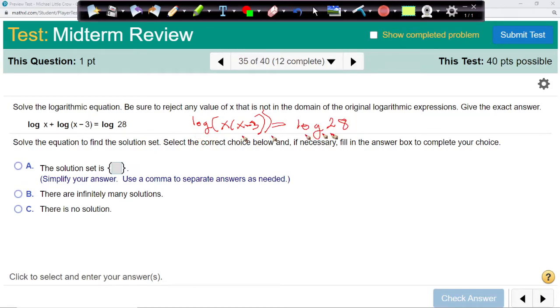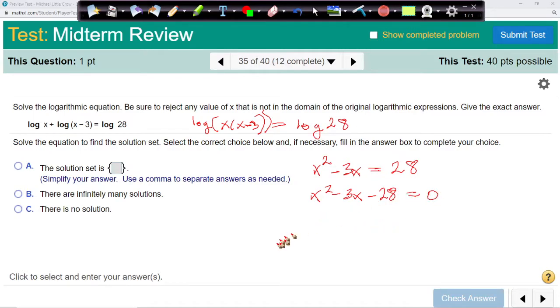Now, because logs are one-to-one functions, if the outputs are equal, that's what this says, the log of this equals the log of that. If the outputs are equal, so are the inputs. The inputs have to be equal. That's what a one-to-one function tells us. I'm going to take this x and distribute it through. So x times x is x squared. X times negative 3 is minus 3x. And that has to equal 28. Subtract 28 from both sides so that we get it equal to 0. Notice the logarithms are gone.